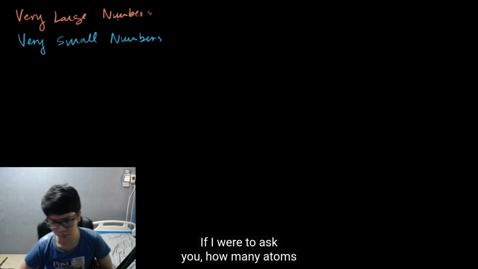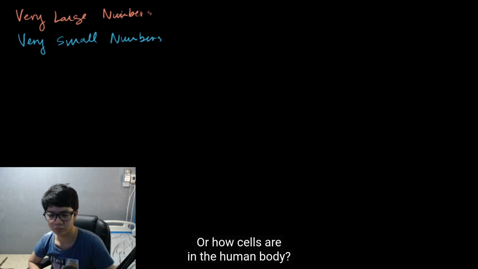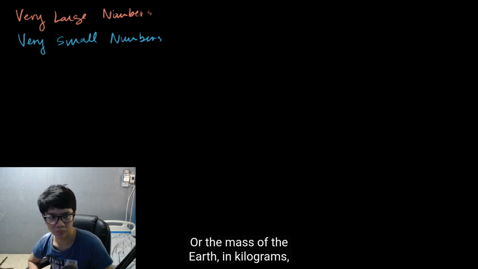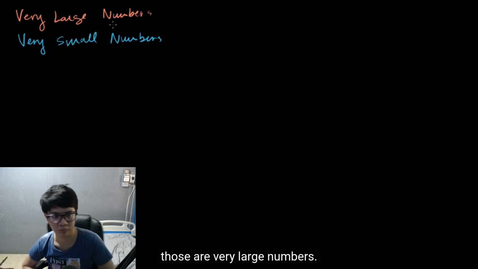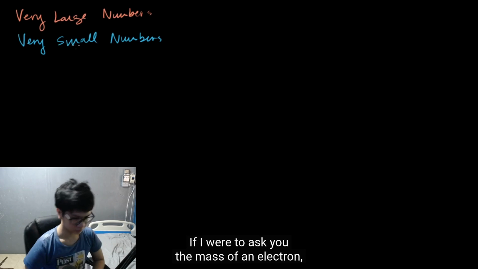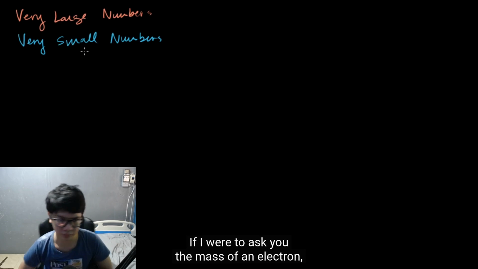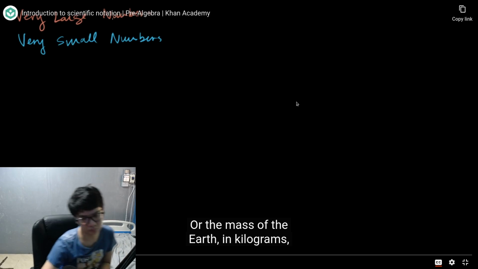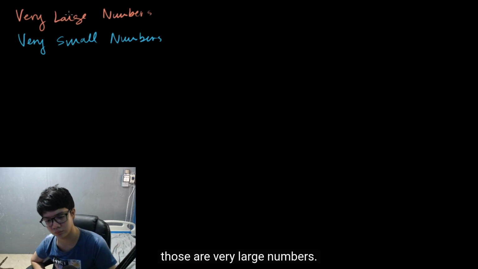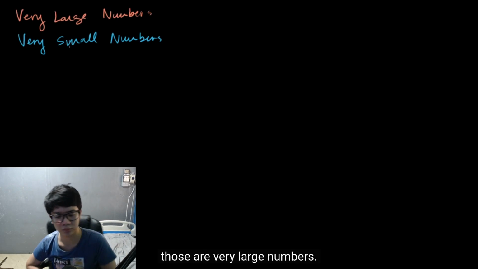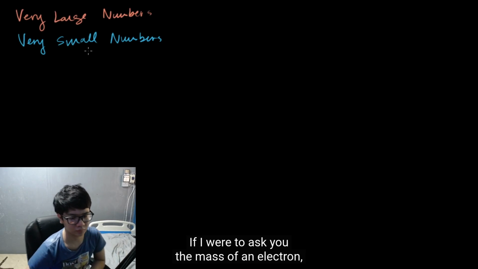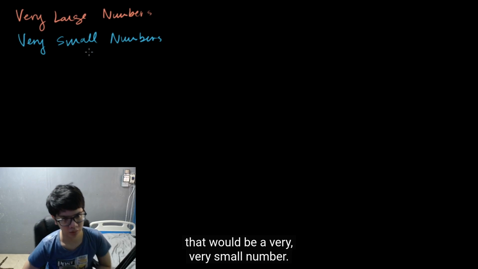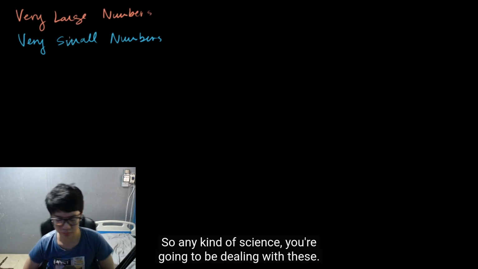You can imagine some very large numbers. If I were to ask you how many atoms there are in the human body, or how many cells there are in the human body, or the mass of the Earth in kilograms, those are very large numbers. If I were to ask you the mass of an electron, that would be a very, very small number. So in any kind of science, we're going to be dealing with these.